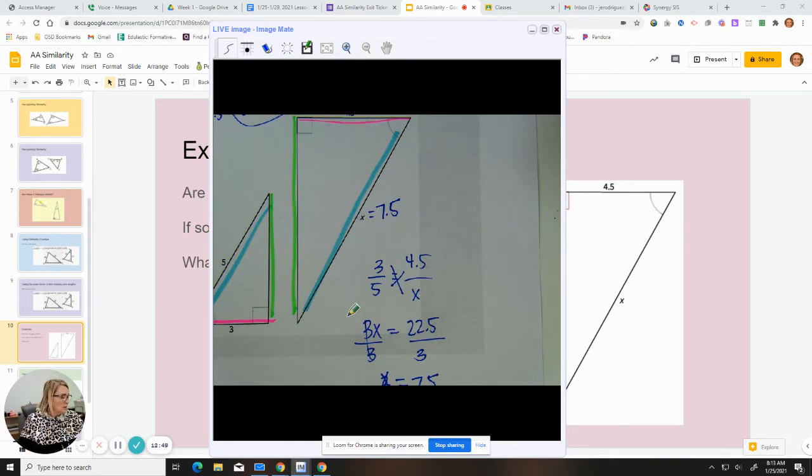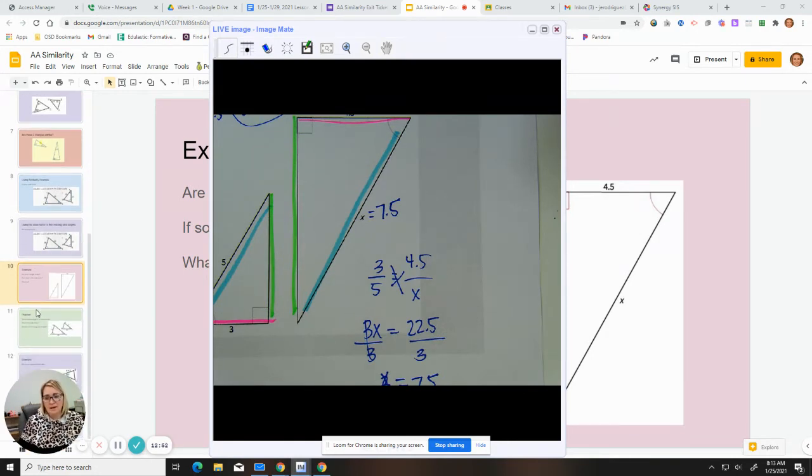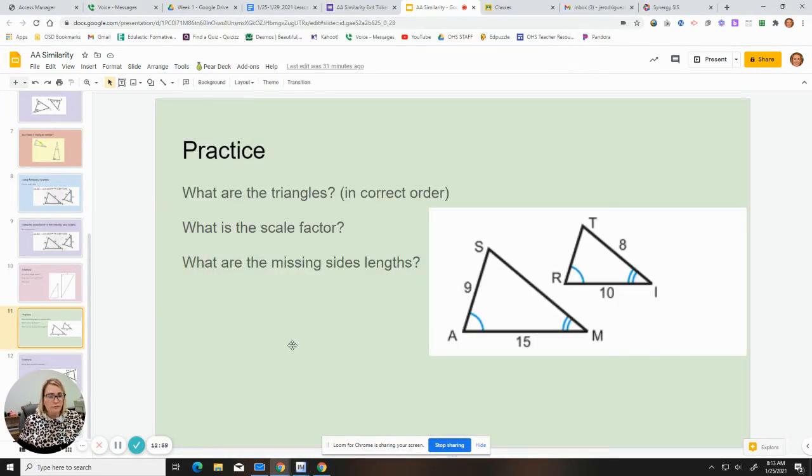Okay. So once you get those color coordinated, it does make it a whole lot easier to figure out where to set your proportion up. Okay. So the first thing I'm going to have you guys work on this one is, first of all, figure out what are the triangles, okay? Then what is the scale factor? Then what are the missing side lengths, using that. So I'm going to give you guys, let's say, pause for about 30 seconds, and then we'll come back together and talk through this.